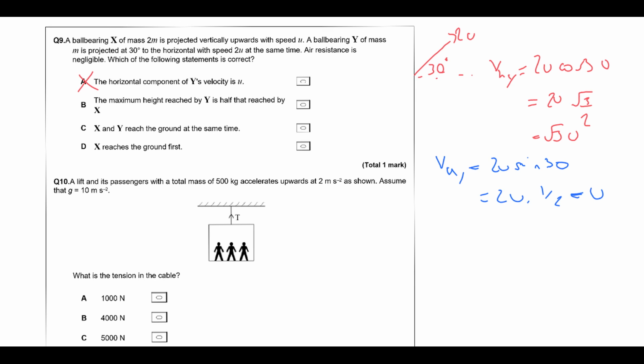The only difference is that this one also has a component in the horizontal direction. If they have the same vertical velocity, they're going to take exactly the same time to get back to the ground, and they'd have the same maximum height. So we can get rid of that one, because if they have the same vertical velocity, they get to the same maximum height by applying conservation of energy. And they'd reach the ground at the same time as well. So that's going to be option C.